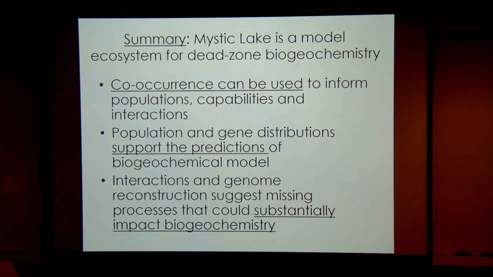Just to summarize this part, the co-occurrence can be very useful in identifying populations, their capabilities, and some of the interactions that we think are occurring within the lake that are really impacting chemistry. And the alignment of the gene distributions with the model suggests that we have captured a lot of the important factors that determine where organisms are found in the lake. We are going to do a little bit more to investigate whether these additional biogeochemical factors are contributing to a substantial change in biogeochemistry that we should include in the model, to capture the factors that impact their distribution.